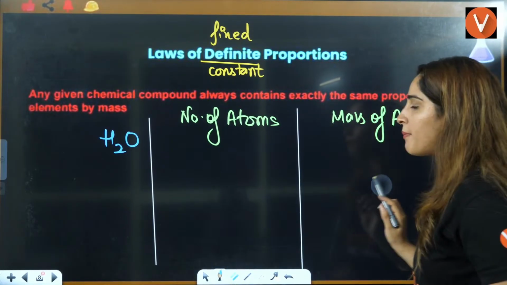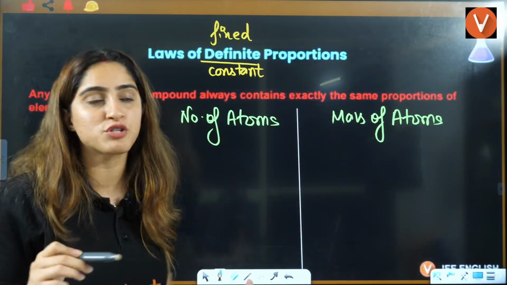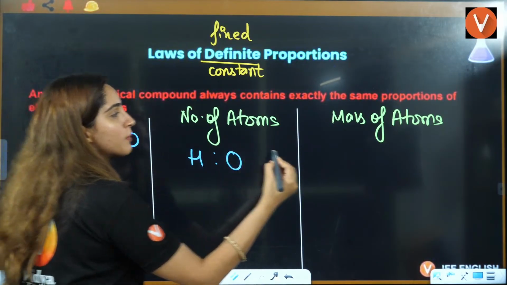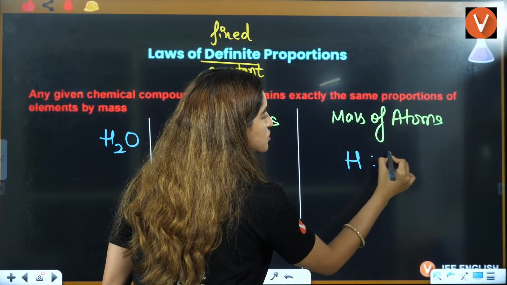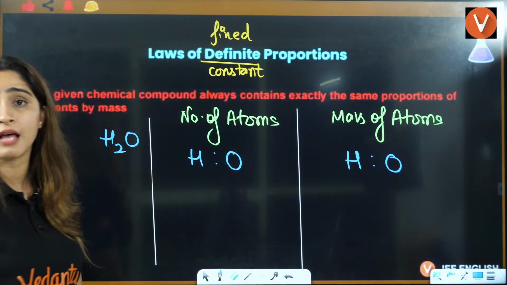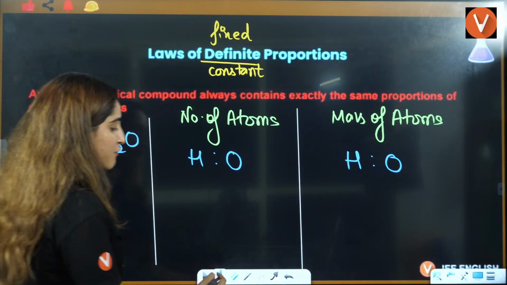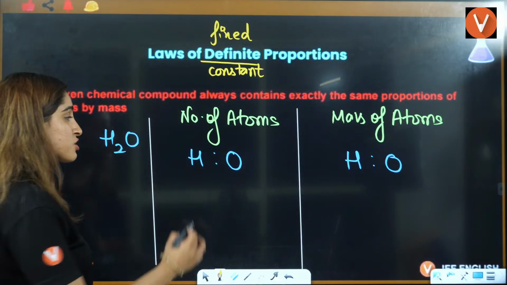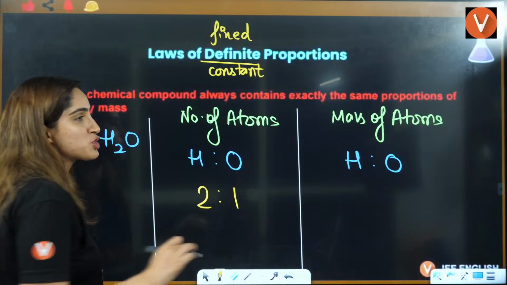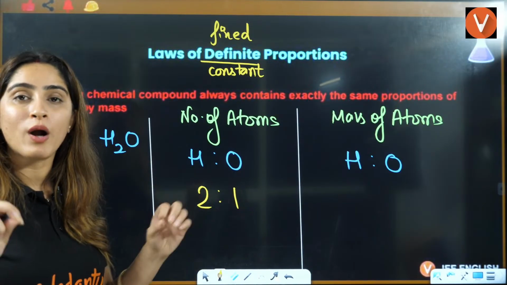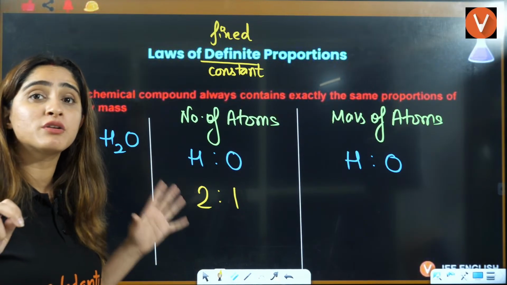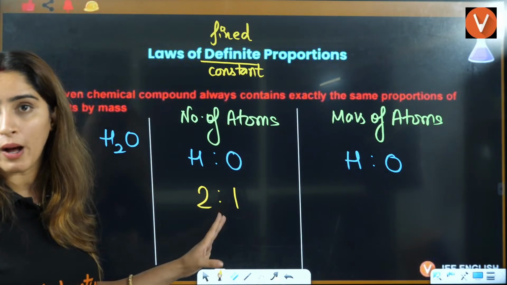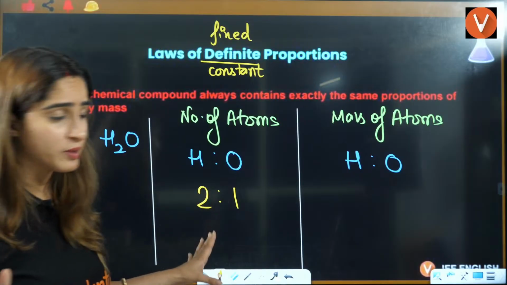If I talk about the number of atoms of hydrogen and oxygen here, this is hydrogen, this is oxygen. If I talk about the mass of atoms, this is hydrogen, this is oxygen. Can you tell me what the answer is here? If I talk about the number of atoms, hydrogen is 2 atoms, oxygen is 1 atom, so it is going to be 2:1. So water is always going to have the atom ratio of hydrogen to oxygen as 2:1, always and always.